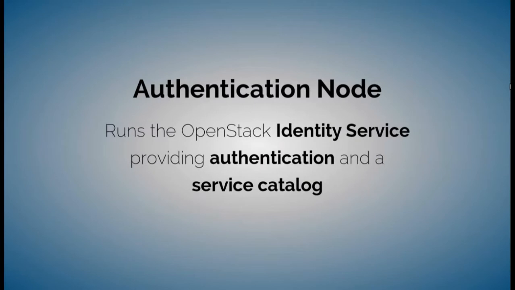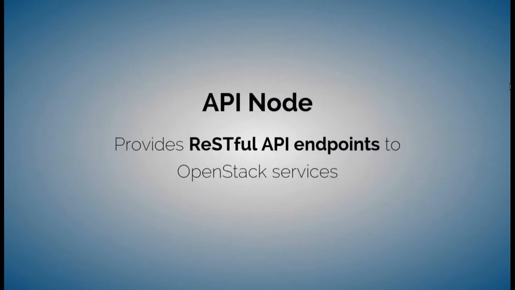Then we have authentication nodes. Those run Keystone, the OpenStack Identity Service, which provides authentication and the OpenStack Service Catalog. The Service Catalog contains essentially a list of RESTful API endpoints for OpenStack services, and those API endpoints are provided on an API node. All of the OpenStack services have RESTful APIs, which means you interact with them using HTTP and HTTPS, using standard HTTP methods, and bouncing around JSON objects.